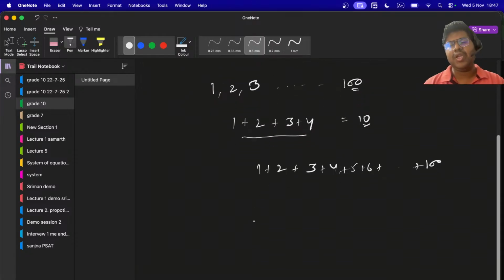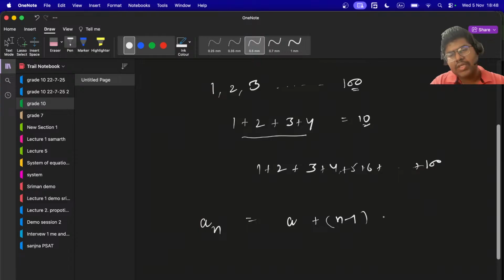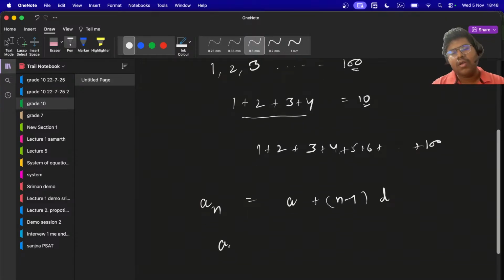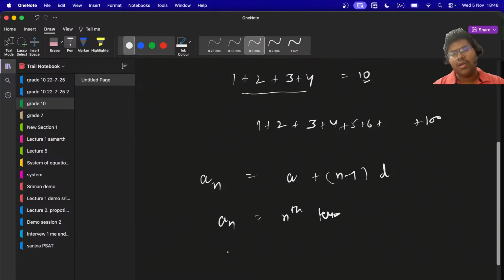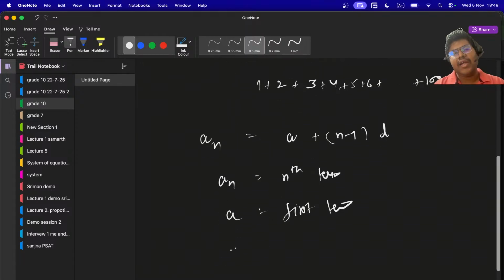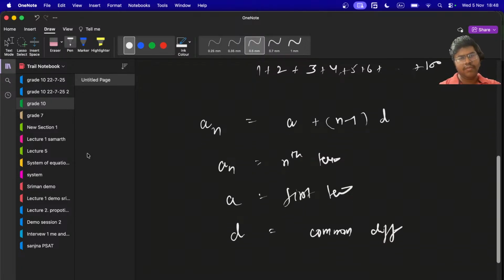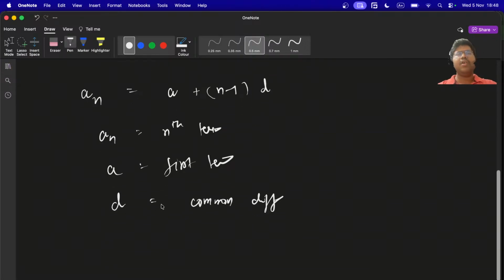So let me just explain. Recall what was the formula for the nth term of an AP? We have a plus (n minus 1)d, where an is the nth term, a is the first term and d is the common difference, right? D is the common difference. So this is the case, right?